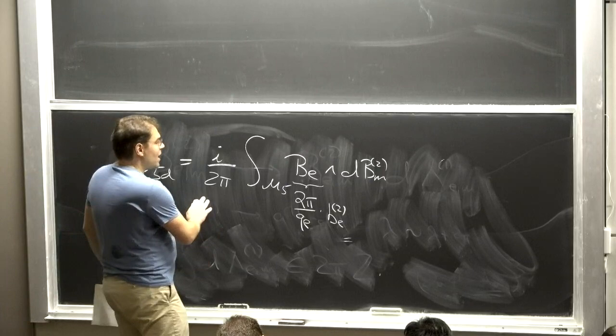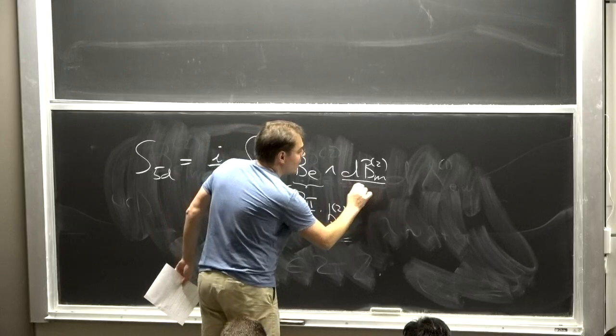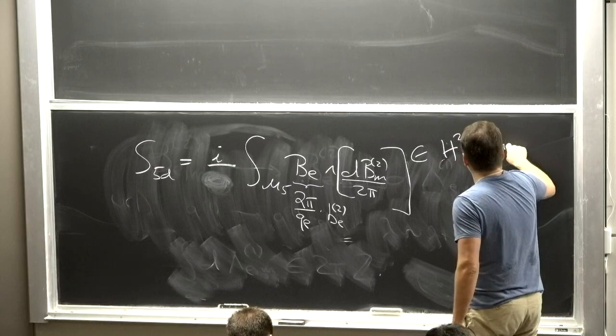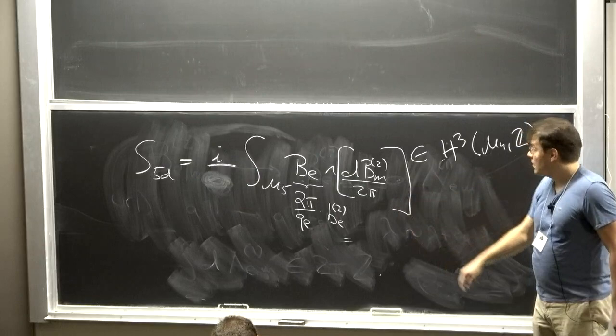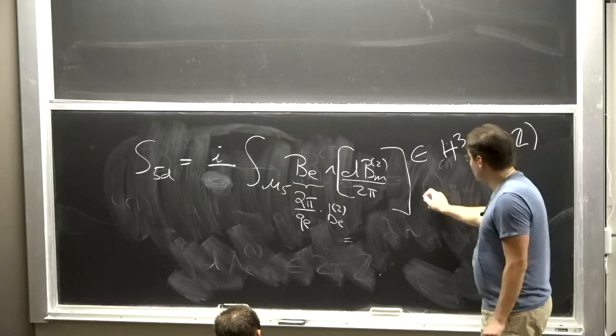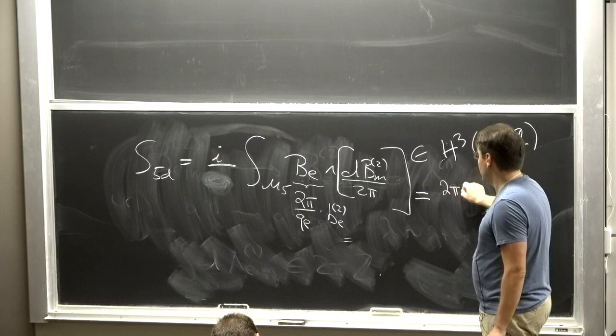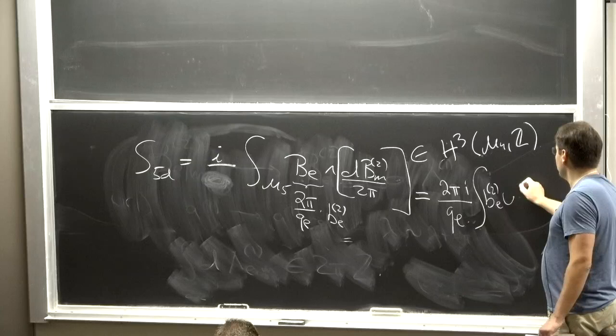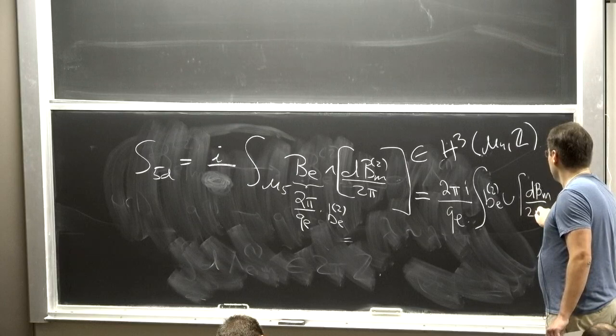Remember that the fluxes of B magnetic, if I divide them by 2 pi, this in square brackets defines an integral cohomology class in H3, because the fluxes of this thing are integers. And such an integral cohomology class can be reduced modulo QE. So you can write this whole thing as 2 pi i over QE, B electric, which is the cohomology element, cup dB magnetic over 2 pi, reduced to ZQ coefficients.